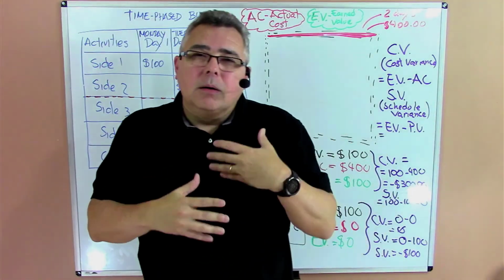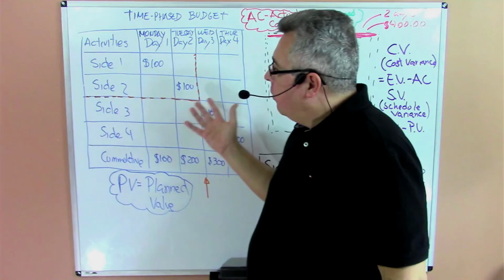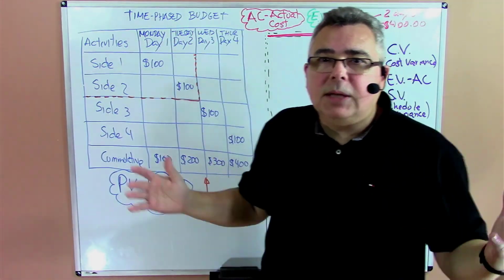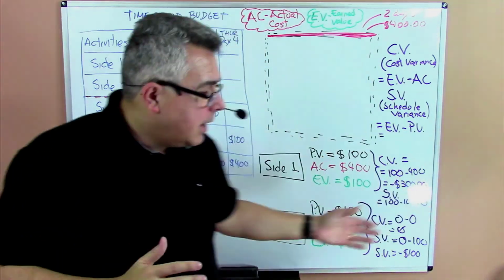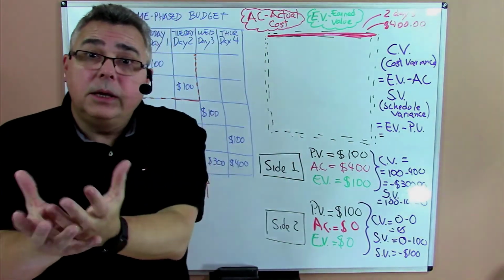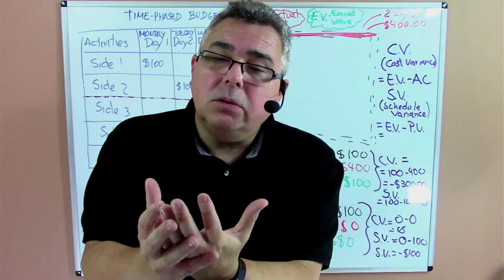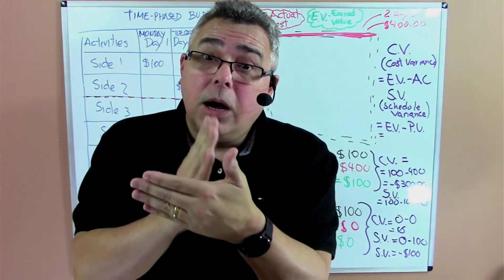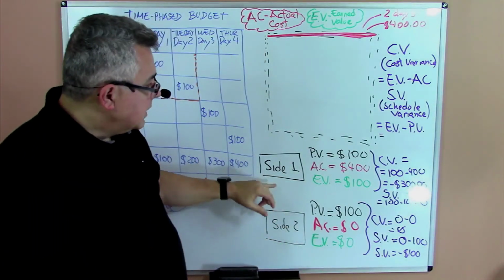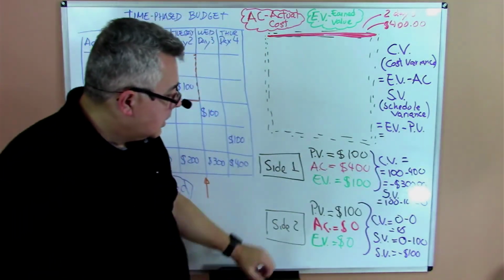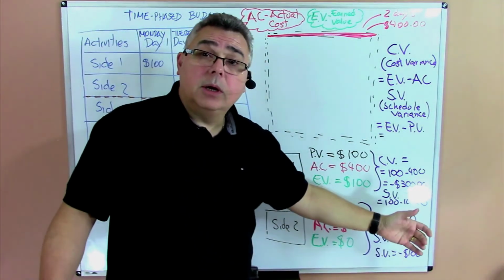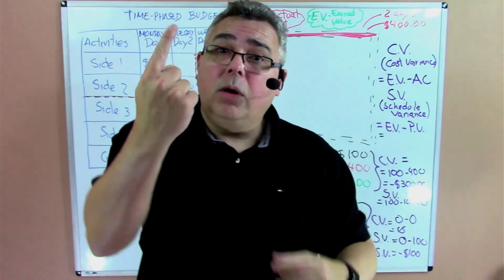It may be an overcomplication for a simple project like this. I understand that. But once you have 15, 20 tasks at the same time, if you don't have a number that you can use to combine all these tasks and consolidate them in one performance indicator, it's difficult to understand the project performance. So that is the situation. For side 1, we are over budget by $300. For side 2 of the fence that was not built yet, we are behind by $100. That $100 is equivalent to one side of the fence.